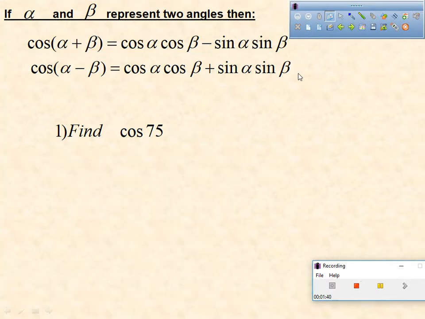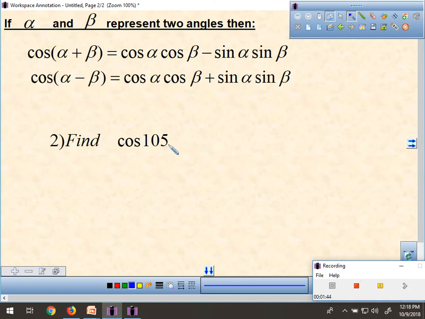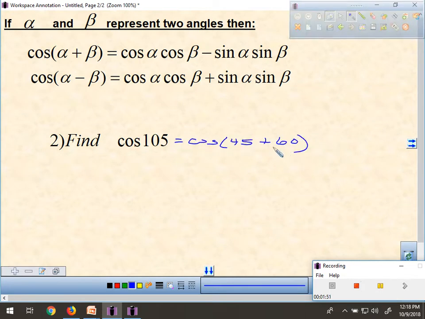All right, if we look at another one, like cosine of 105, again, try to find two angles that add or subtract to give me 105. I could think of 45 plus 60. 45 plus 60 is 105. Notice that if the last digit is a 5, you're going to have to use 45 as one of your numbers. Using the formula again, the top one, I'd have cosine of 45, cosine of 60, minus sine of 45, sine of 60.